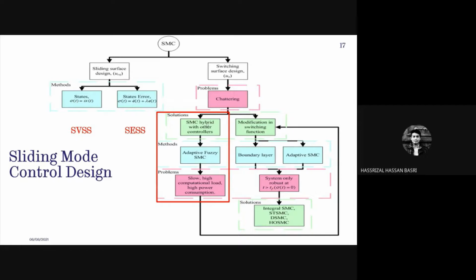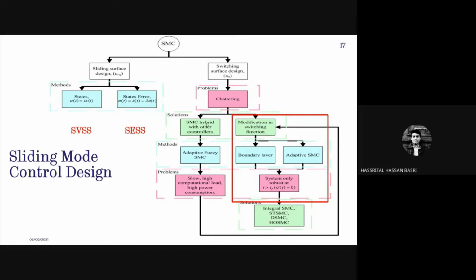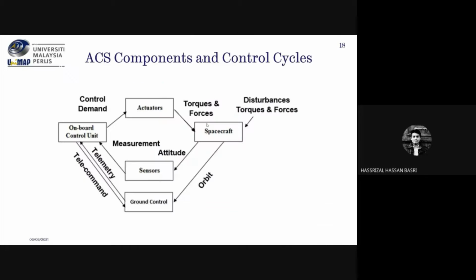But in this case, I did the modification in the switching function during my PhD study. There are two types of chattering elimination: by using the boundary layer I mentioned earlier, and also adaptive SMC. However, there's a problem with the boundary layer and adaptive SMC: the system is only robust during a certain period. There are also solutions using integrated SMC, STSMC, and so on, these higher order sliding mode controls, and you can also use my proposed method to solve this robustness problem.